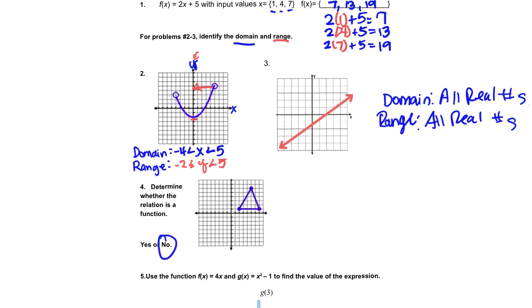So we're going to go to function g. This is function f, and this is function g. So we can say function f is irrelevant. So I'm only going to use function g. So I'm going to put 3 in for x, and so I'm going to have 3 squared minus 1. So then that's going to equal 9 minus 1, which will equal 8. And that is my answer.